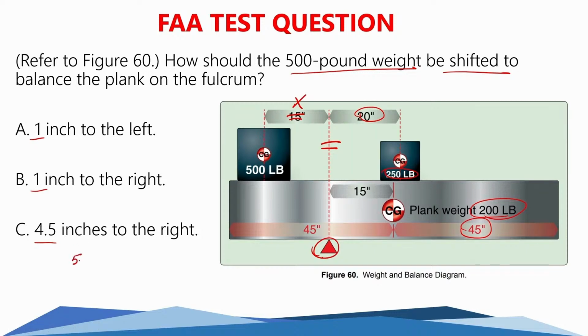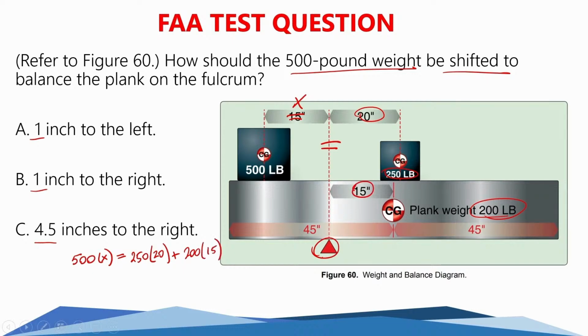So I'm going to take 500X, and then put an equal sign because I want to figure out what we've got on the right-hand side here. What I have is a 250-pound weight, so I'm going to do 250. I know it's at 20 inches. And then I also need to add the plank weight of 200. And this is actually at 45 inches. Okay, I'm sorry, 15 inches. Calculating the wrong one here. The total length is 45, so it's actually at 15 inches because that's where the CG point is.